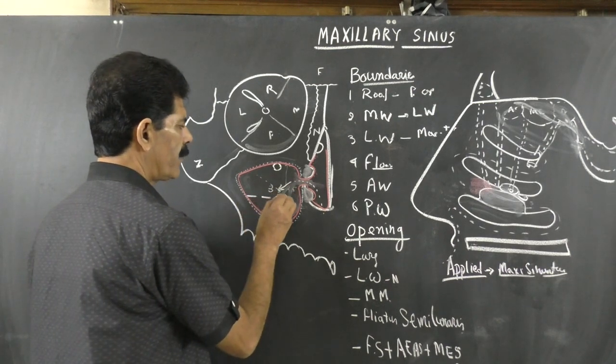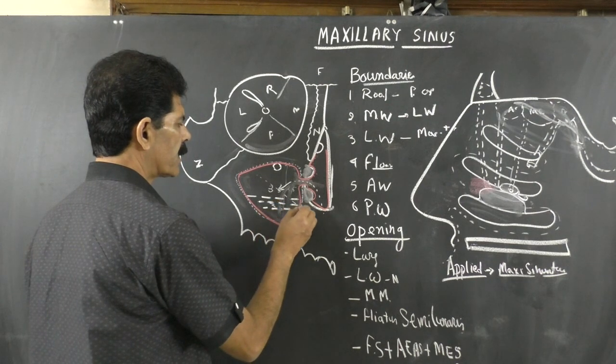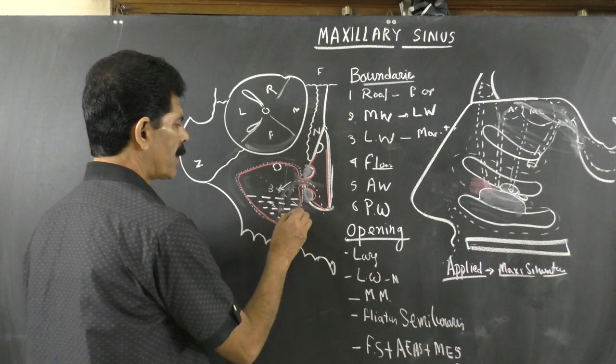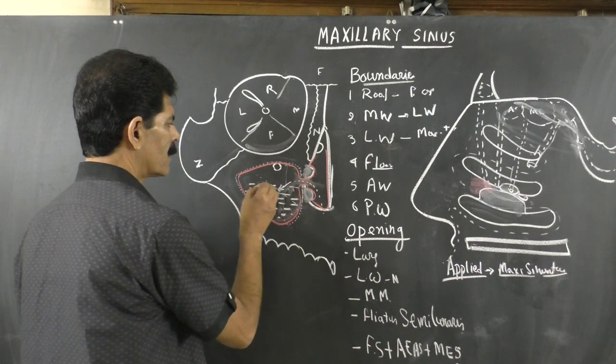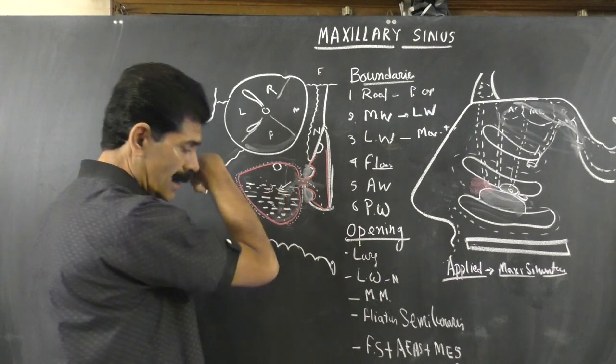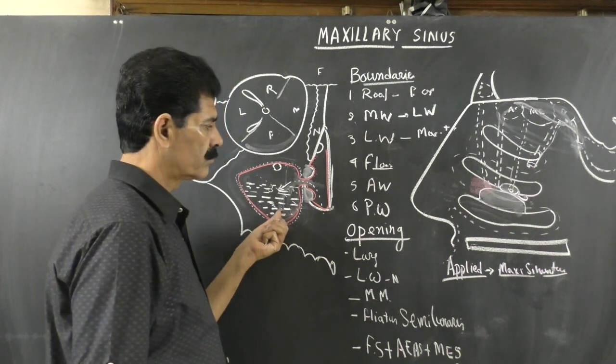Secondly, it is anti-gravity. Because of the anti-gravity, the secretion of the mucus already present here is all the time collected in this maxillary sinus, and this enhances the growth of the bacteria in the secretions also.